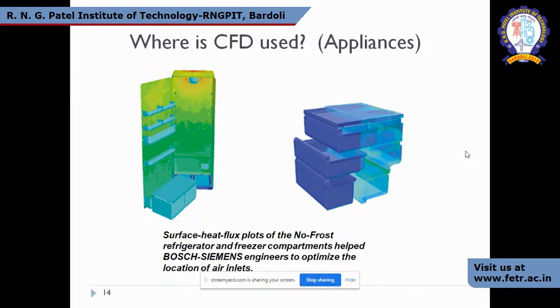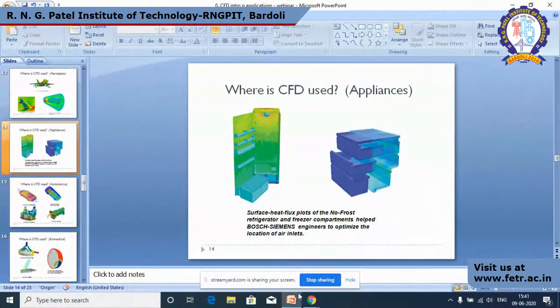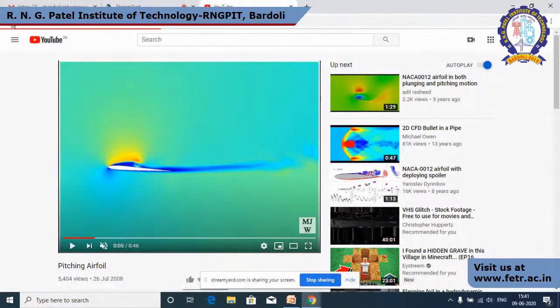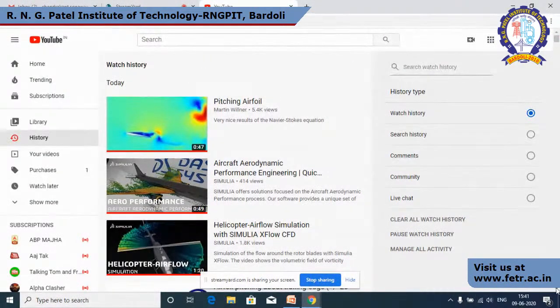The second largest is appliances. Right now, you name the appliance, all appliance industries nowadays try to do CFD. I have taken one simple example: a no-frost refrigerator by Bosch and Siemens, where they try to predict the flow through the trays and the fridge. I do have a simulation with me for a fridge. Let me show it to you.